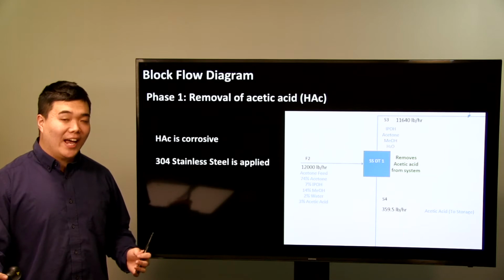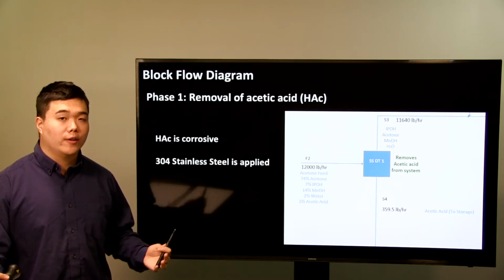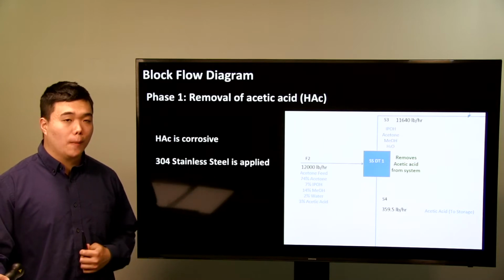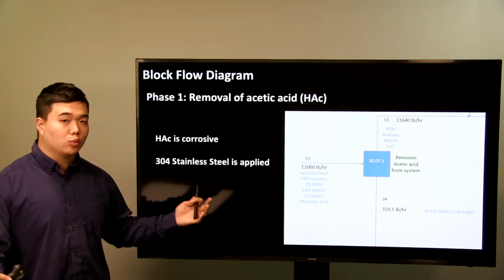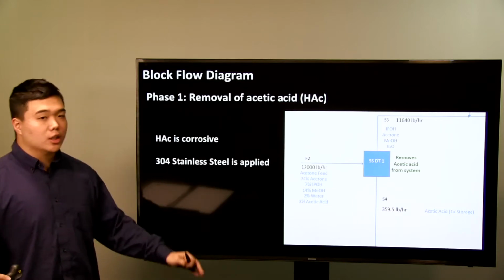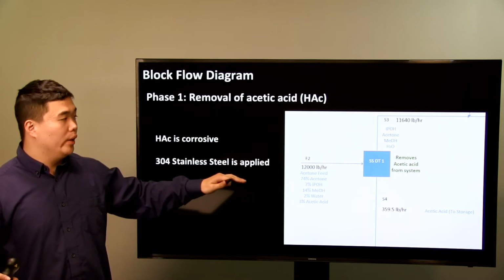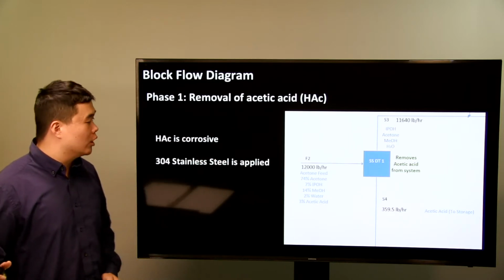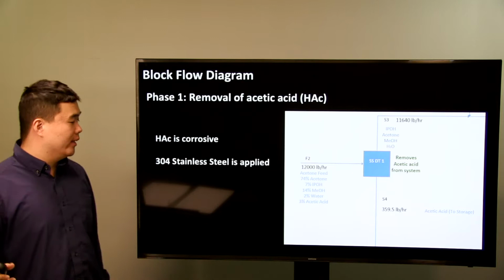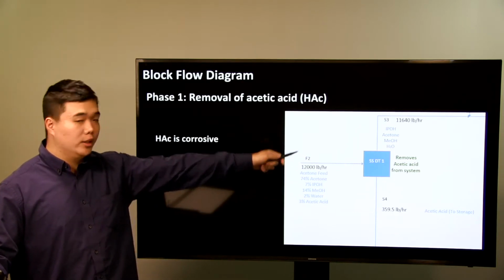As we know, acetic acid has a pH value of 4.53, which means it's really corrosive for carbon steel. As a result, that's one of the big challenges we're facing in our design, because in order to reduce the overall cost of the equipment, we have to remove the acetic acid first. That's why we have to use 304 stainless steel in the first distillation tower, which is called SSDT1.